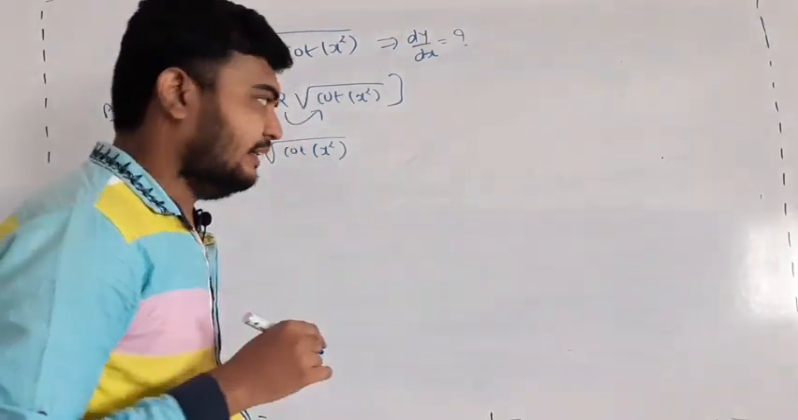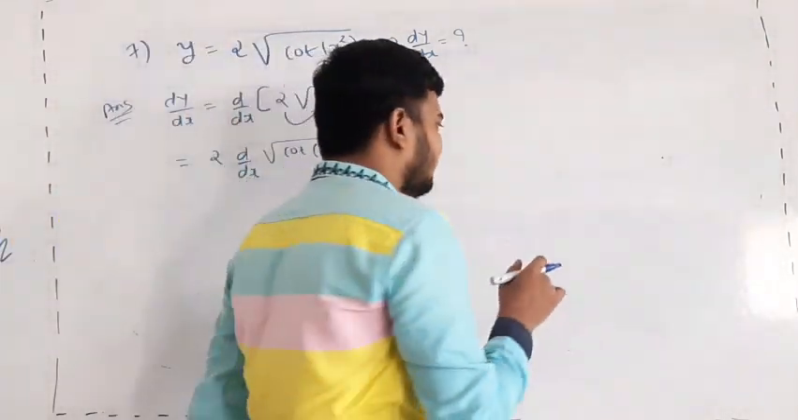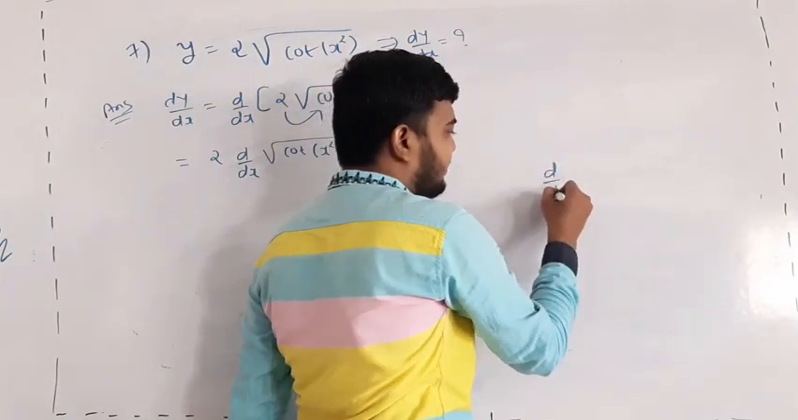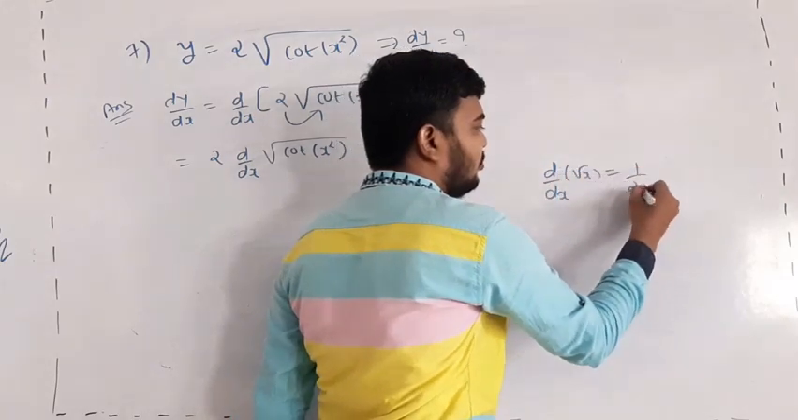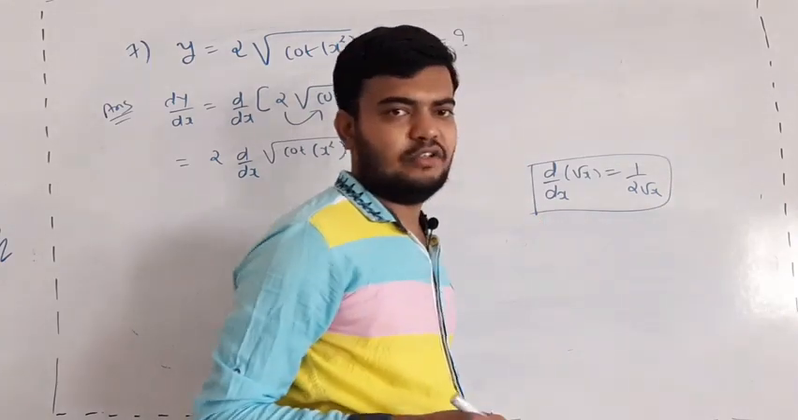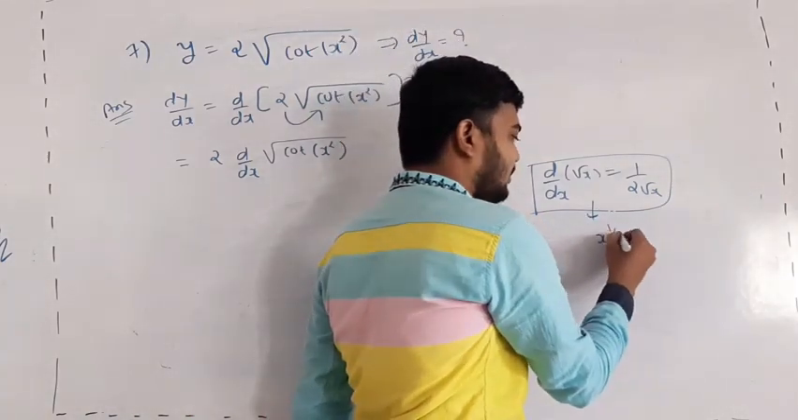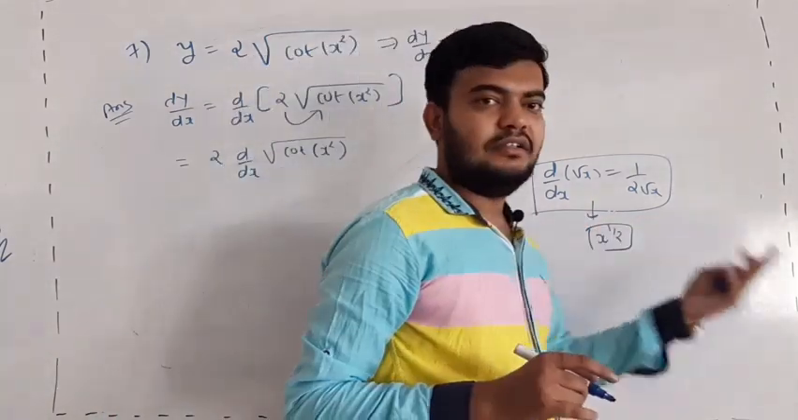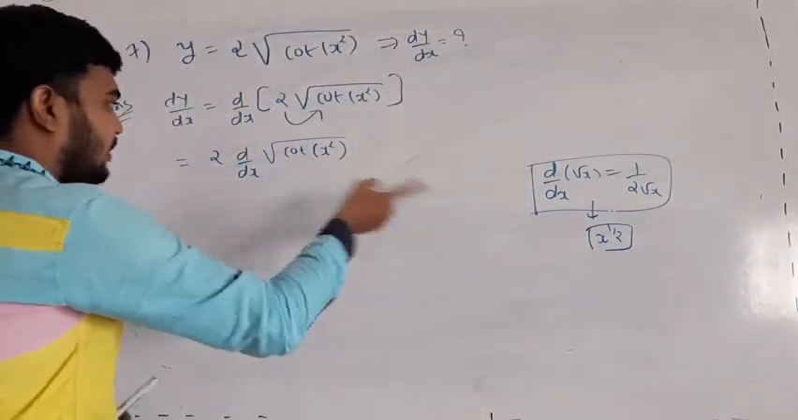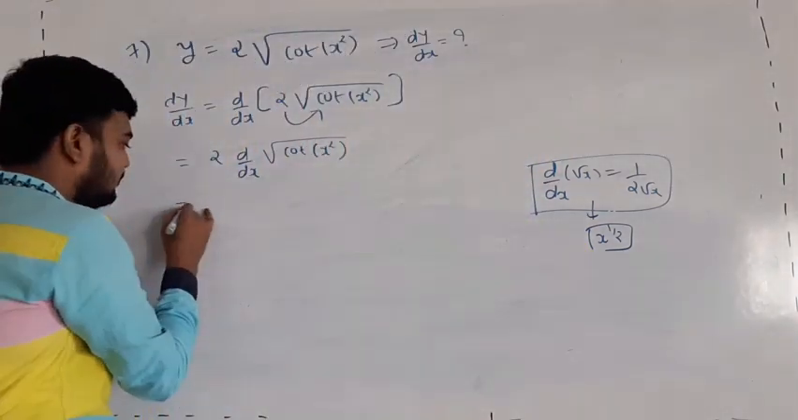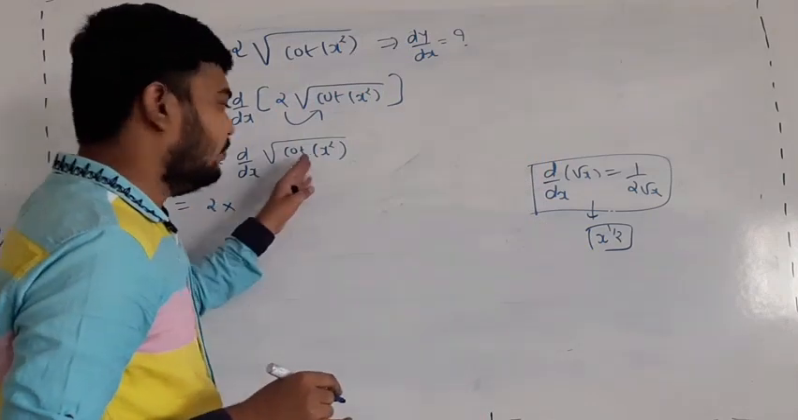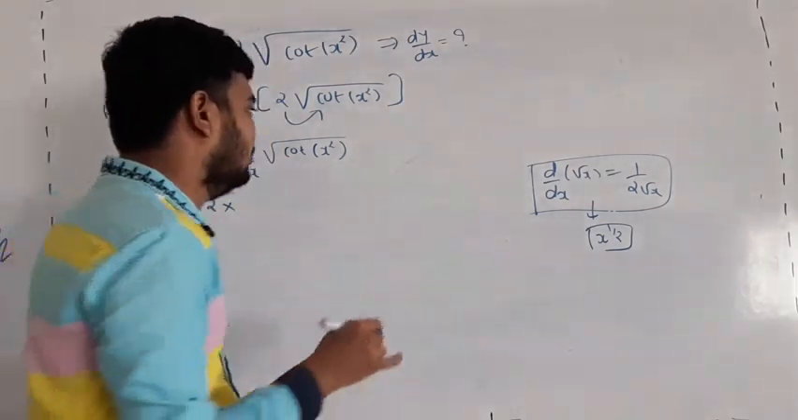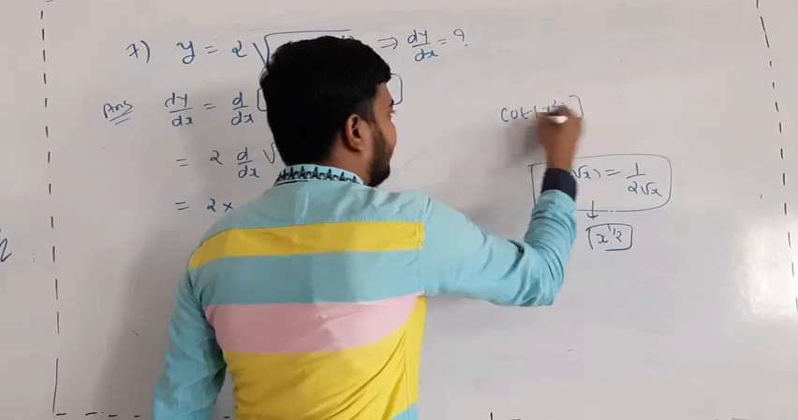Remember one thing, when we learned the standard formulas, I told you that d by dx of root x is equal to 1 upon 2 root x. It is not a standard formula, it is the derived formula of x raised to 1 by 2. I told you that this formula is used in future. So now this formula is used here. Cot of x square is a composite function, and square root, so it is cot of x square raised to 1 by 2.